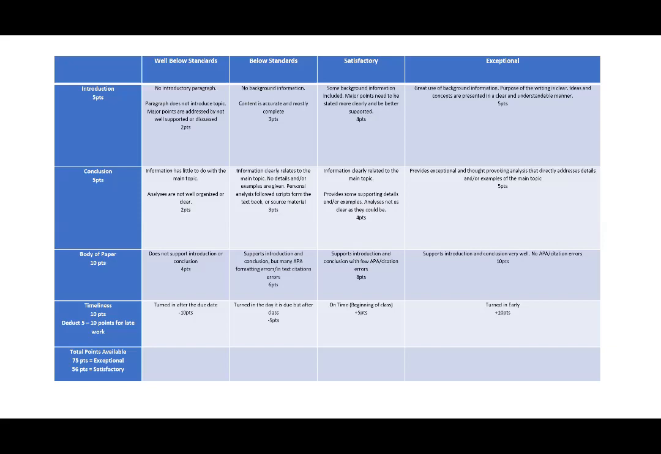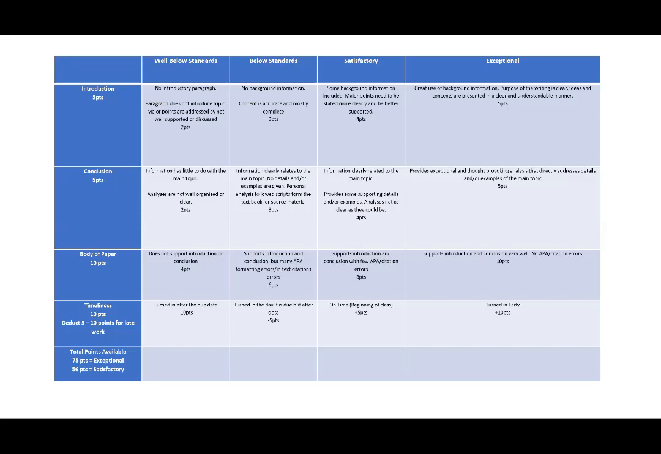So in the conclusion, again, we're going to jump up to satisfactory. Information is clearly related to the main topic, and you provide some supporting details or examples. If we go up to exceptional, you're providing exceptional and thought-provoking analysis, etc. Body of paper. This is what most of it will be, probably. So it would be at least probably a page and a half.